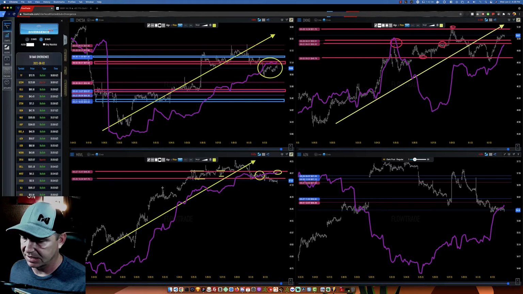Okay, makes sense so far? It's pretty simple, especially when you can see what's happening, right? The stock market's not simple, but seeing what's happening with large institutional money makes it a little bit easier.